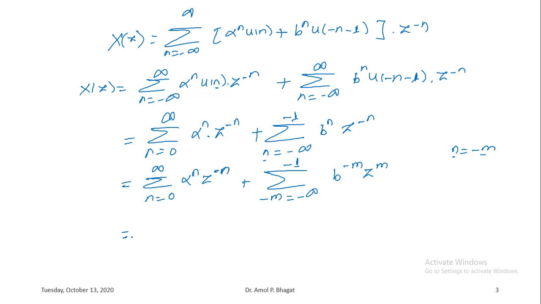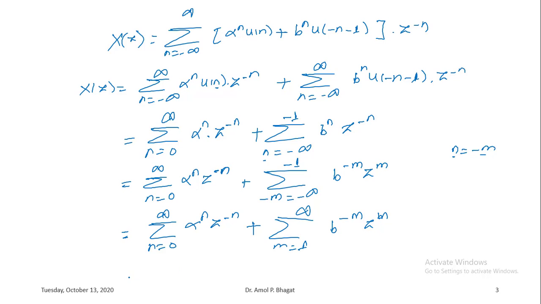Okay. So again summation n is equals to 0 to infinity alpha to the power n z to the power minus n, plus this minus sign I can send inside the summation values. So I'll multiply each value with minus sign. So instead of minus infinity to 1, I will indicate 1 to infinity. Summation n is equals to 1 to infinity will be there. So b raised to power minus n z to the power n will be there.